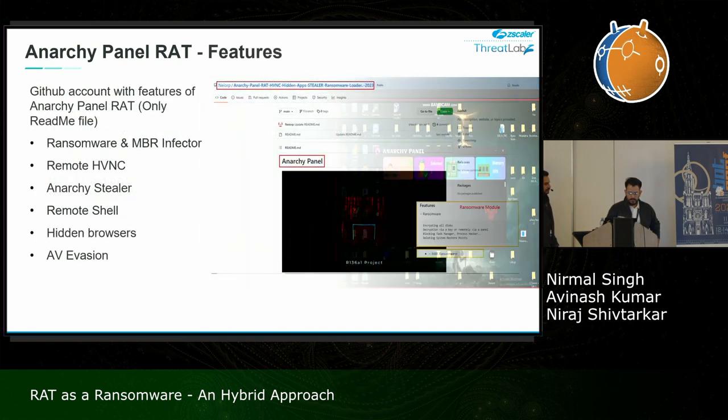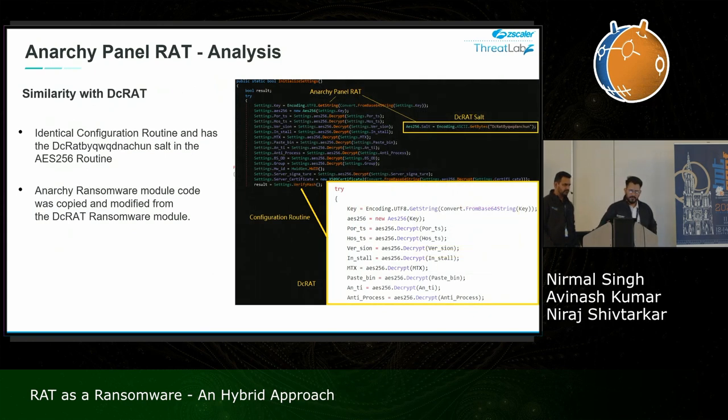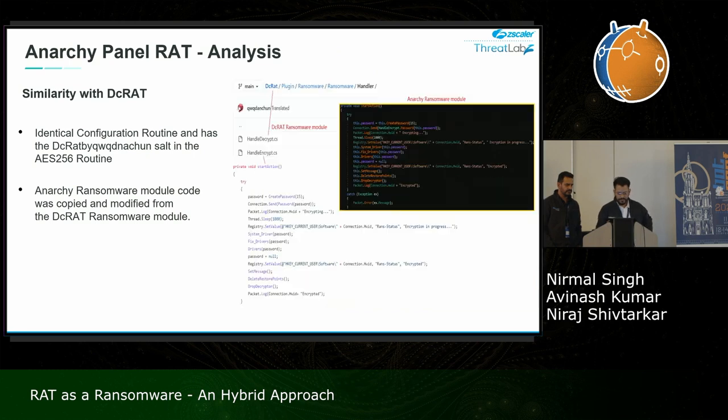We also found a GitHub account where the features are mentioned for this NRP panel rat. Some common features are ransomware, MBR infector, stealer, remote shell, and so on. These are the features mentioned on the GitHub account. During our analysis, we found that it is quite similar to the DC rat. The DC rat salt and the configuration routine are quite similar in both rats, and we have seen that this NRP rat ransomware module code has been copied from the DC rat ransomware module.